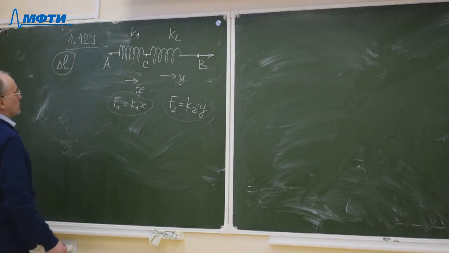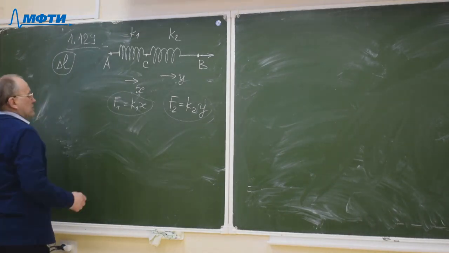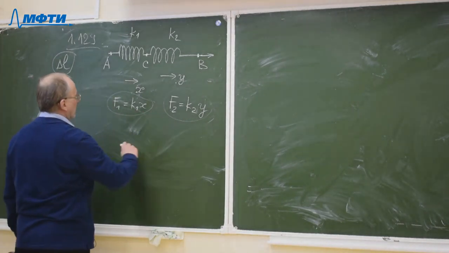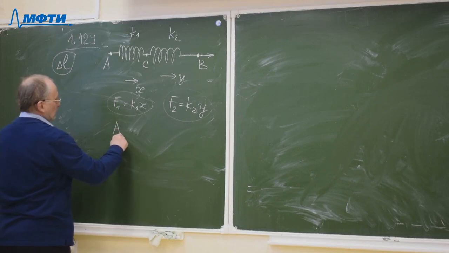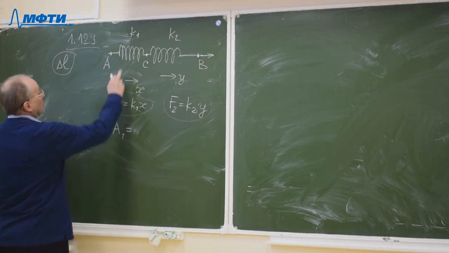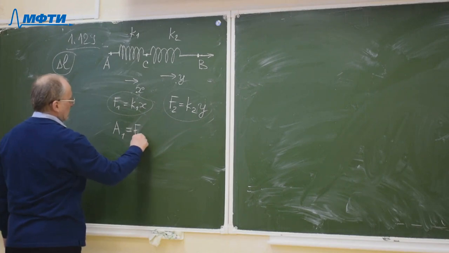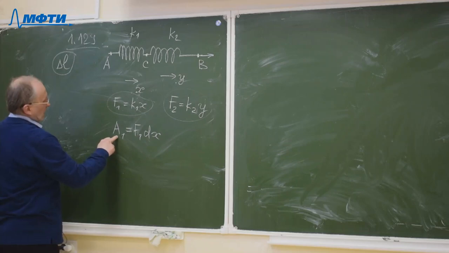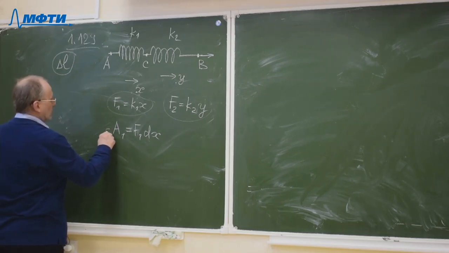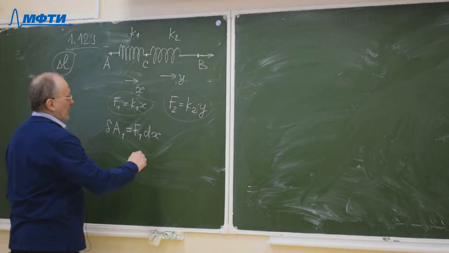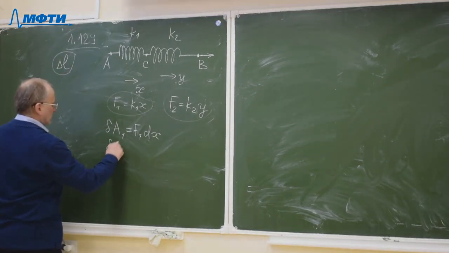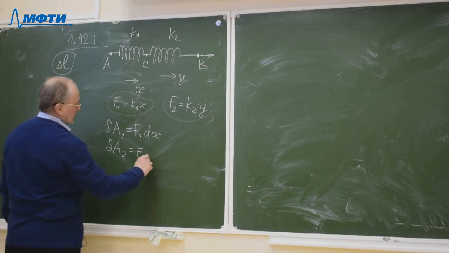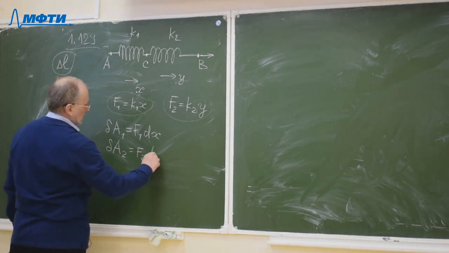And if under these conditions we shift a little bit, change the elongations x and y, then we perform some work. The work performed on the first spring will be F1 dx. So this will be an element of work. I would denote it by delta A1. And also we will perform some element of work to elongate the second spring, which will be given by F2 dy.